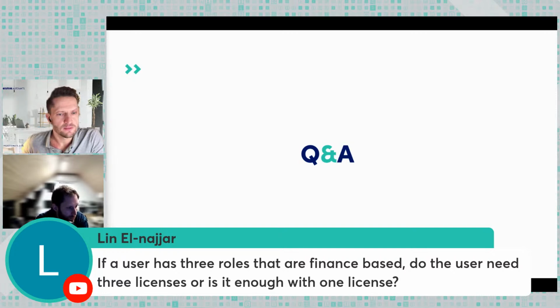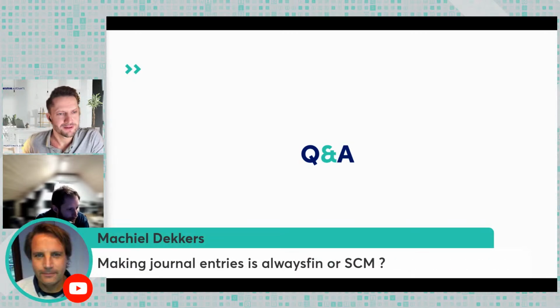Okay, thank you, Bart. Thank you, Lynn. And we have quite a number of questions today. Is making journal entries always finance or supply chain management? It depends clearly on which journals, but in the majority it will be finance. But of course, there are journals in the warehouse, so you're going to have an SCM license as well. Maybe there is some follow up to it, but it depends where it is, in which module of the system.